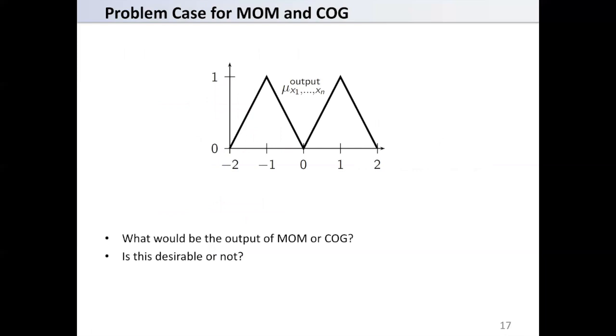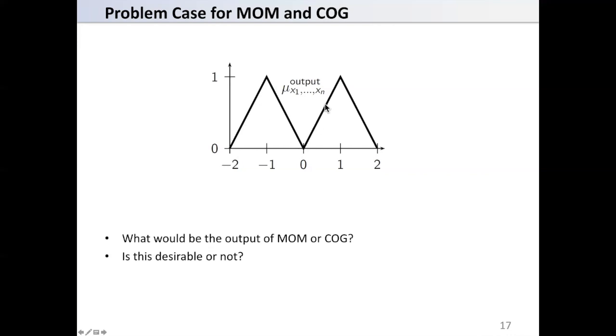Here there is an example such that as the membership function we have such a fuzzy set, and if we find the mean of maximum, we have 2 points here, and the mean of the maximum corresponds to 0. And also, if we consider the center of gravity, we have a triangle here and also the same triangle here. If we find the center of gravity, again we will find 0.